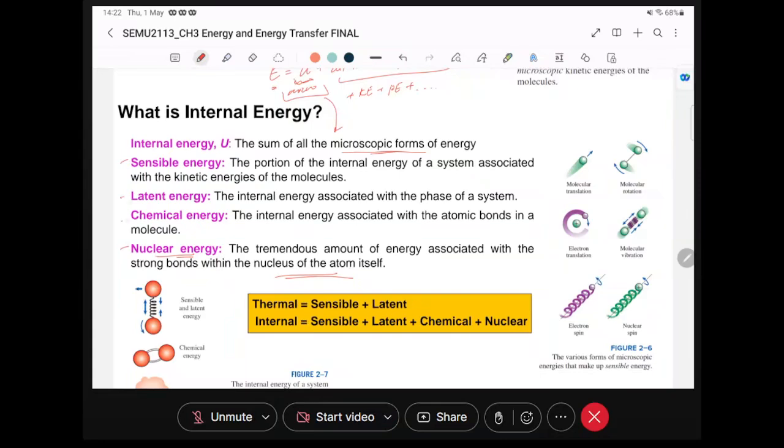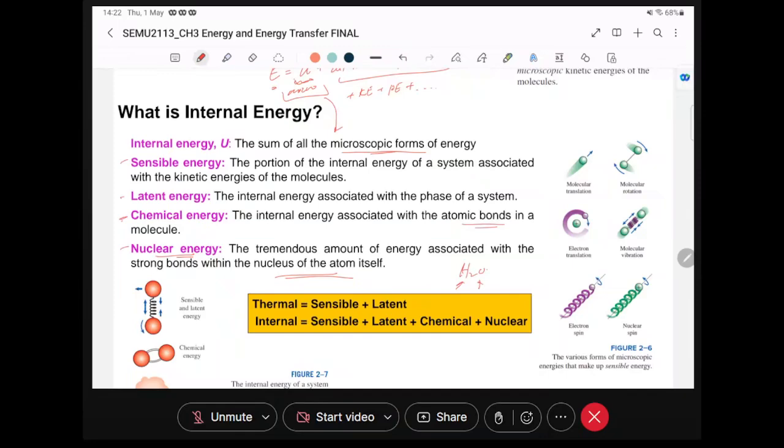Okay. And then there's chemical energy as well: the energy associated with the atomic bonds in the molecule, for instance, H2O, right? So 2 hydrogen, 1 oxygen, they are bonded together.